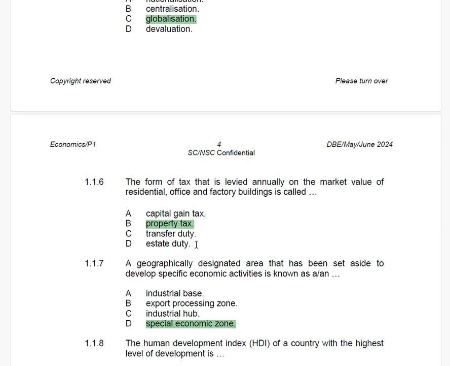You need to understand why it is property tax. The property tax is an annual or semi-annual charge levied by the local government and paid by the owner of real estate within its jurisdiction. The property tax is an ad valorem tax, meaning the amount owed is a percentage of the asset value of the real estate. For that reason, property tax is the correct answer, because this is levied on the market value of any of the three that were mentioned.